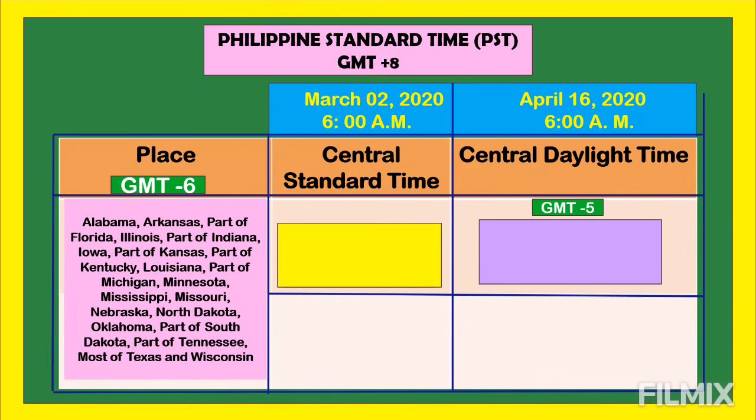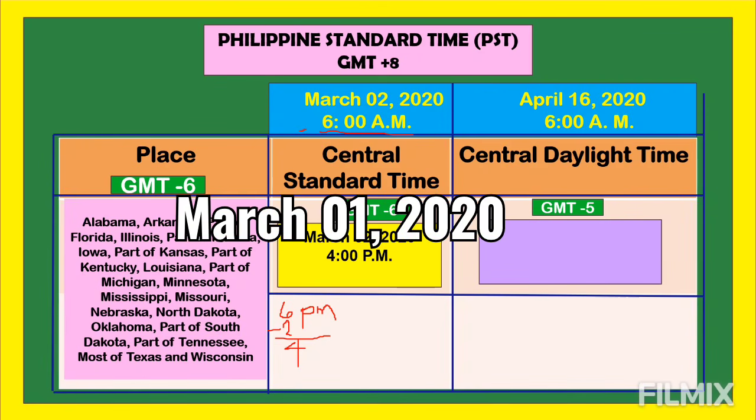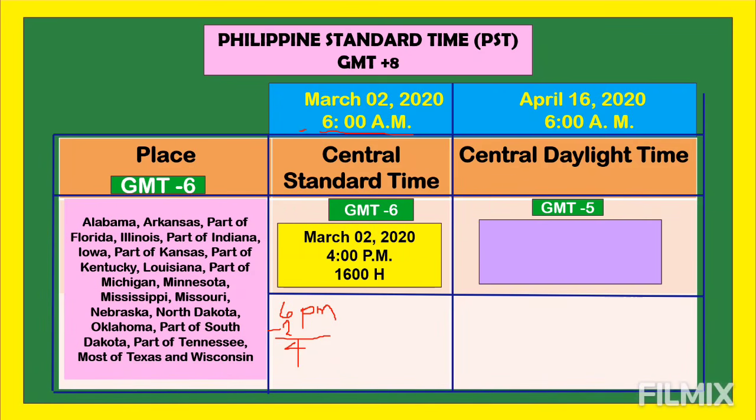So, how we're going to convert, for example, in the Philippines is March 2, 2020, 6 a.m. to their time. So, for me, I'm just using the exact opposite for this. 6 a.m., I get the 12 hours difference for that. That is 6 p.m. Then, since Philippines is just 14 hours ahead, then I'm going to subtract it by 2 hours. So, it becomes 4. Okay. During their Central Standard Time, 6 a.m. is equal to March 2, 2020, 4 p.m. or 1600 hours.